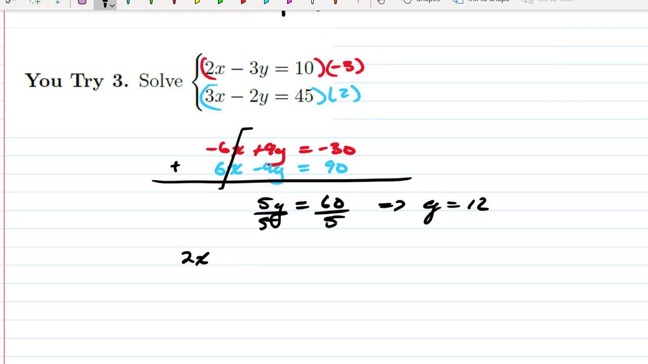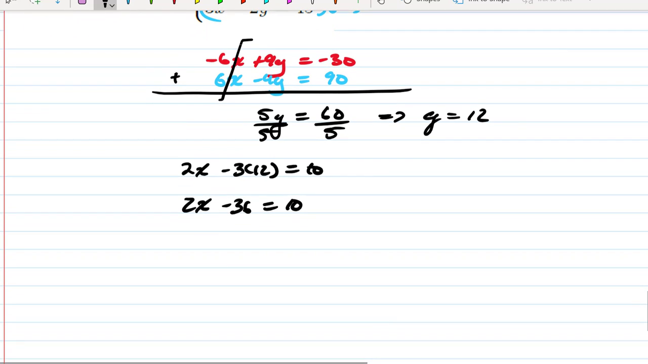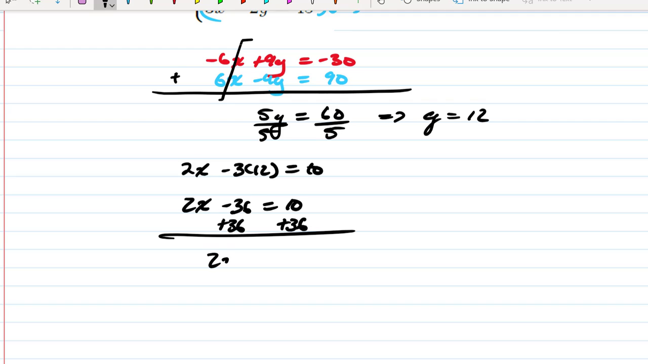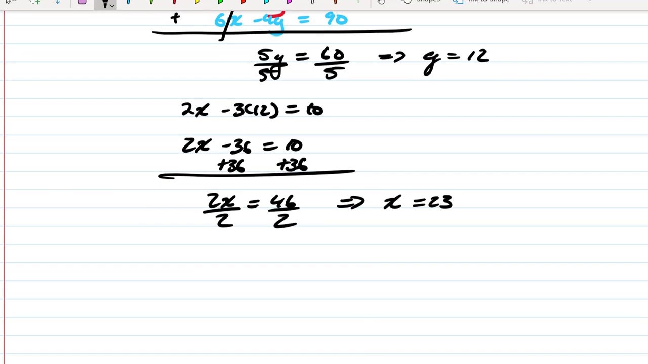So in equation 1, that's 2x minus 3 times 12 is equal to 10. So 2x minus 36 is equal to 10. Add 36, we get 2x equals 46. Divide by 2, and we get x is equal to 23. So our solution is the ordered pair 23 and 12.